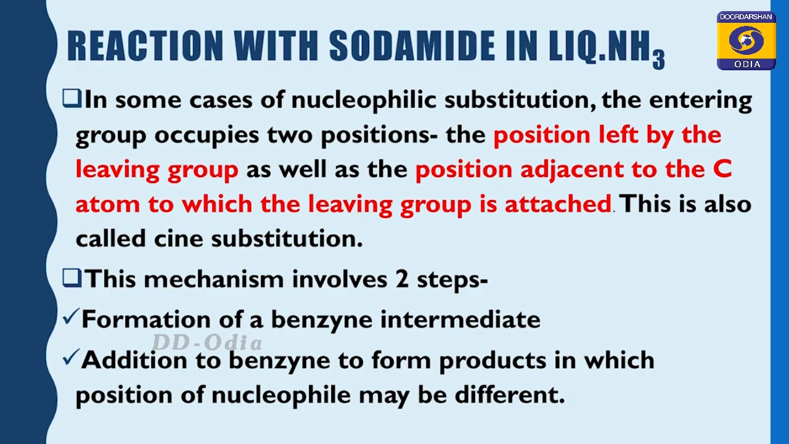Okay. So, you first look at the definition, what is written here. In some cases of nucleophilic substitution reaction, you see this word, in some cases of nucleophilic substitution reaction. So, we are going to discuss a nucleophilic substitution reaction obviously. The entering group occupies two positions, the position left by the leaving group as well as the position adjacent to the carbon atom to which the leaving group is attached. This is also called the cine substitution.